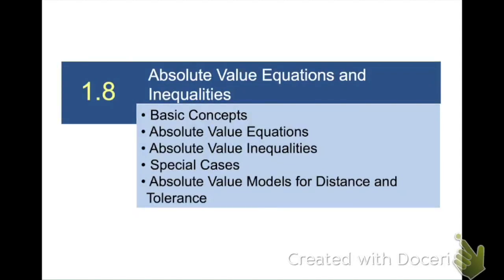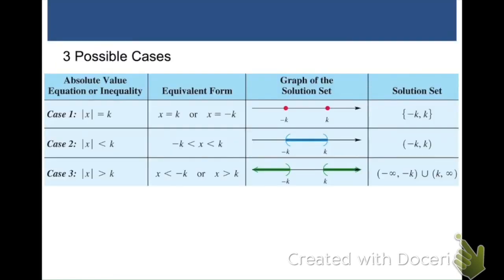Section 1.8, Absolute Value Equations and Inequalities. In this section, we're going to have three different cases. The first case would be if we have an equation. So we have absolute value of x equals k. In this situation, we would have two equations. We would say x equals k or x equals negative k.